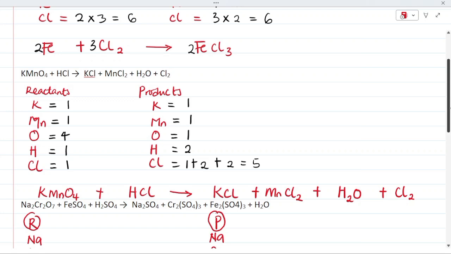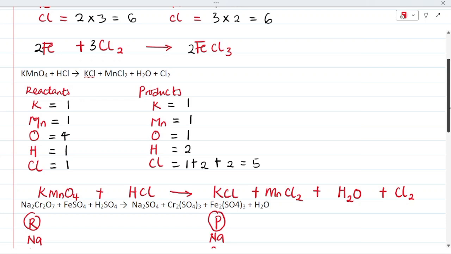Always remember that most times students make the mistake of counting just one of the chlorines. Make sure you count everything. That's how you are balancing. Remember the principle of the law of conservation of mass. You are balancing both sides of the reaction, the reactant side and the product side. So you count everything together.